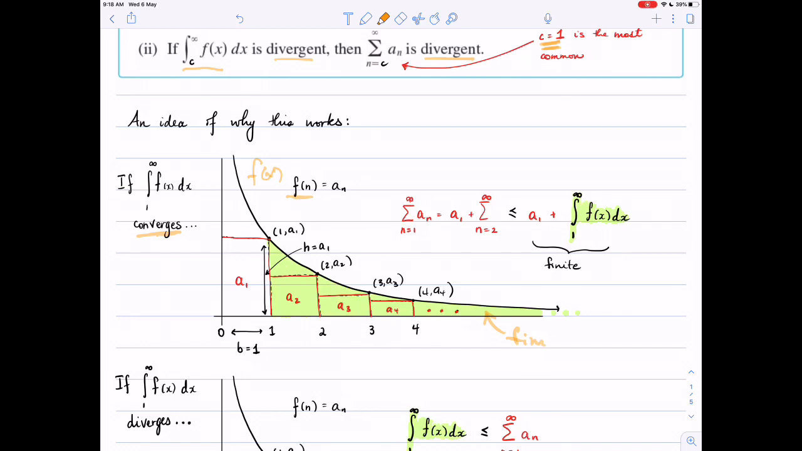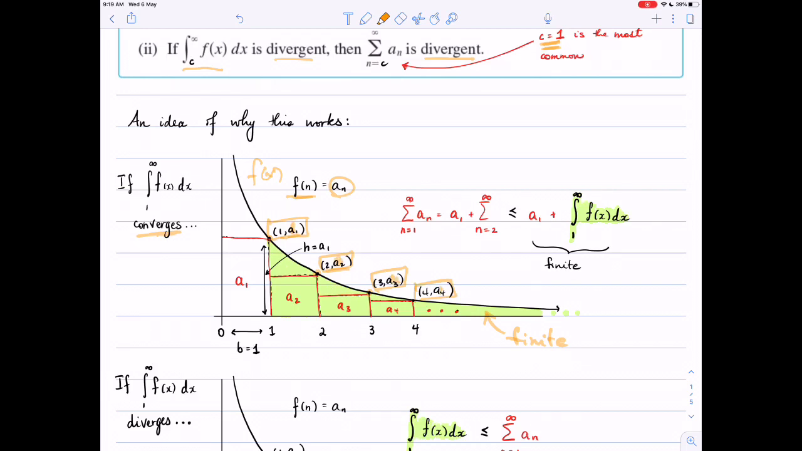That's finite area. So what we're going to do here is build a graphical representation of our series, because the series term can be obtained from the function, right? So a1 is obtained by plugging 1 into the function, and a2 is found by plugging 2 into the function, and so on and so forth. So we have this bunch of points here on the graph where the y-coordinate is the series term.